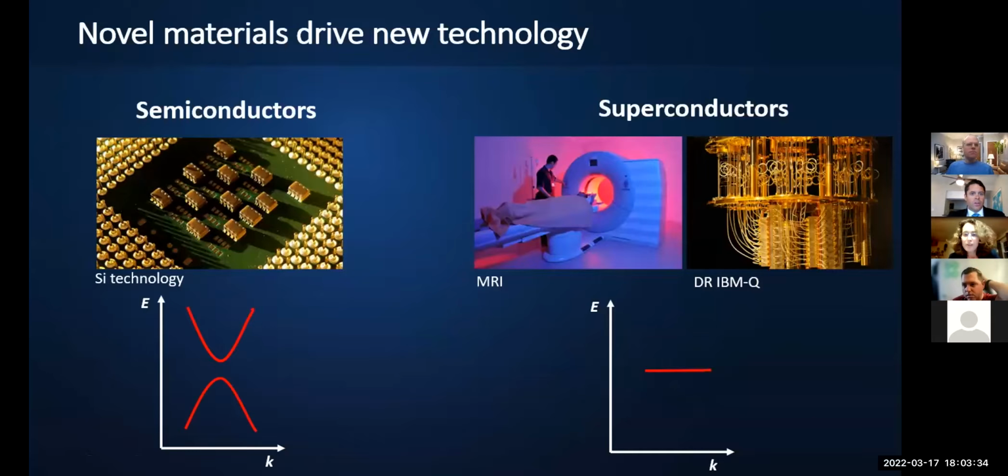And the whole motivation is that novel materials basically drive new technology. Where would we be without semiconductors, without silicon technology? Not here right now, that we can be sure about. Meanwhile, also superconductors became extremely important, MRI, but also for all new developments at IBM, Google, and other quantum computing companies. We wouldn't be there without superconductors.